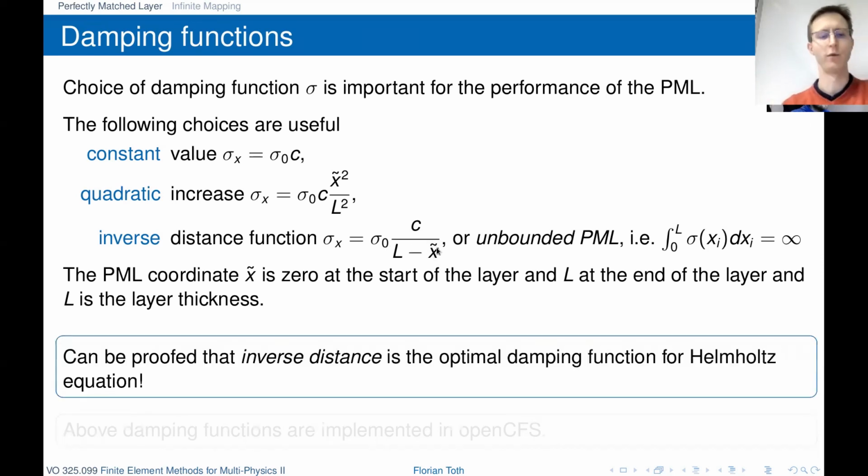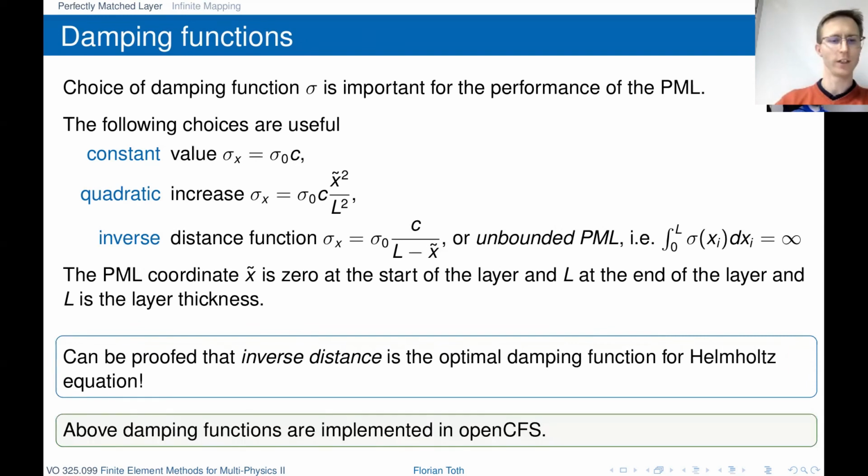And it can be proved that this inverse distance damping is optimal for the Helmholtz equation. All the above damping functions are implemented in OpenCFS, so you can try out the performance of the different functions there.